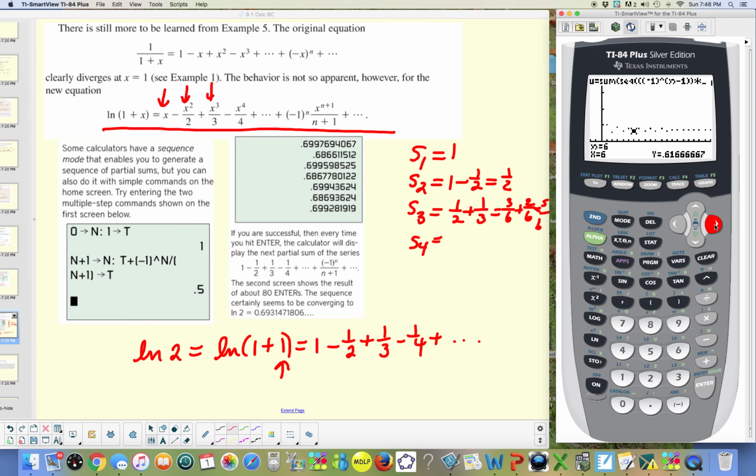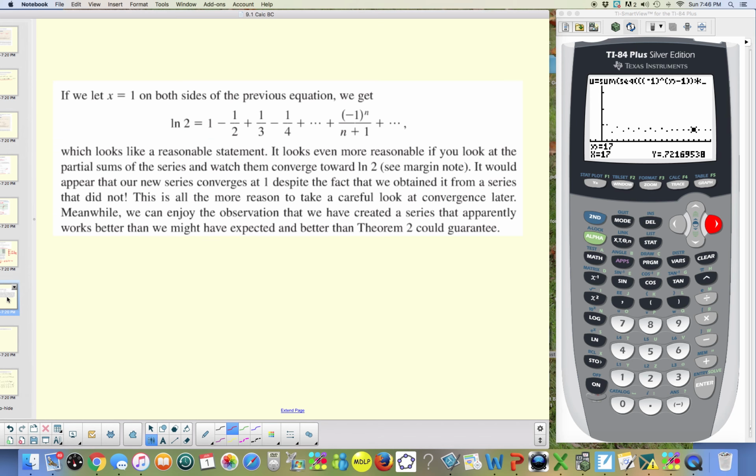And so it keeps on going, and it gets closer and closer to, and it should be, natural log of 2. So as we get closer and closer, we'll get close to that 0.69. And you can see here in the reading, it takes a lot of entries to get this close to the natural log of 2. Okay, so the natural log of 2 is equal to this series of constants. All these constants are being added up together.